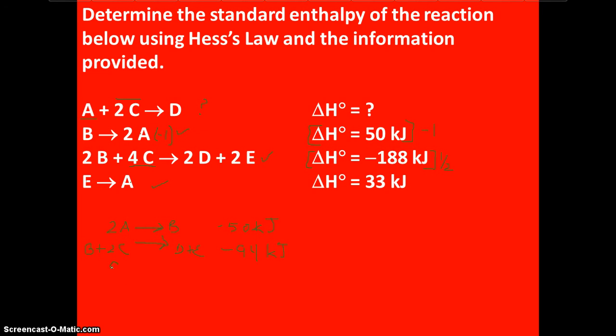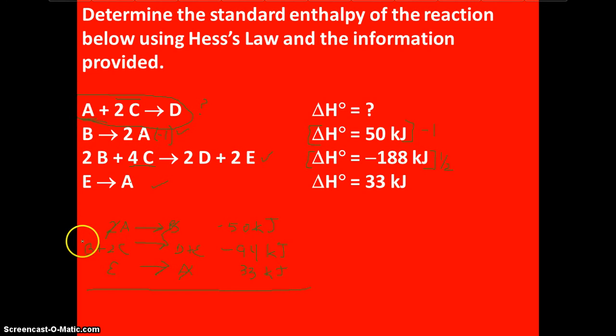And then we have E going to A. Well, let's just see what happens if we feed E goes to A in here and leave it at 33 kilojoules. Well, let's see what happens. We want to make sure that we're generating this reaction right here. That's my goal. So I want to make sure that what I have down here adds up as such. So looky here. This A will kill one of those, so I really only have one A.